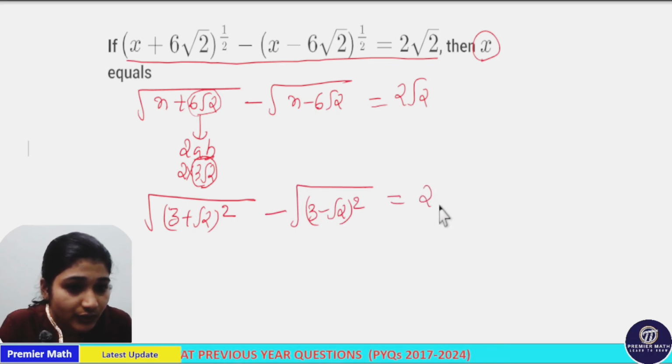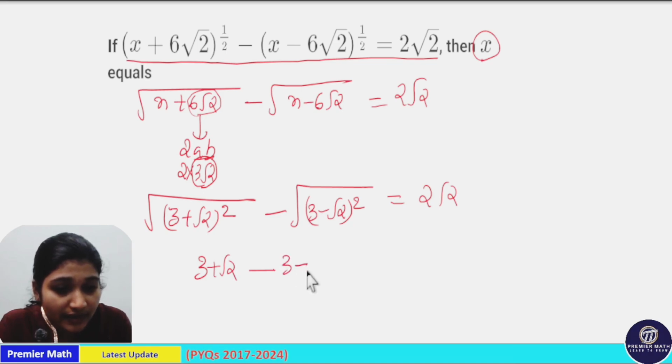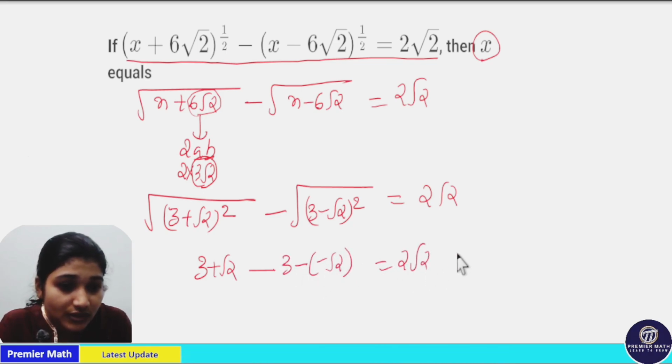So this is equal to 2 root 2, which means you can take 3 plus root 2 outside from the square root. So this is like 3 plus root 2 minus 3 minus of minus root 2, which is equal to 2 root 2. So this is correct.